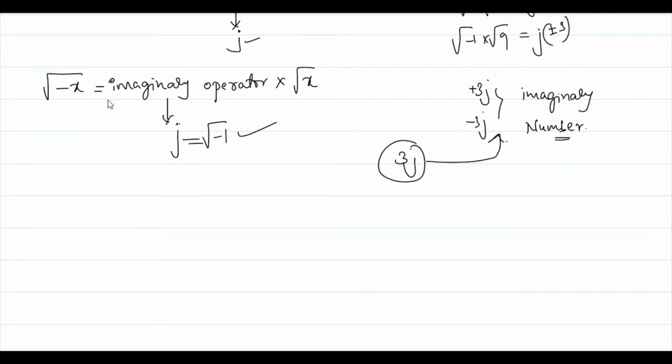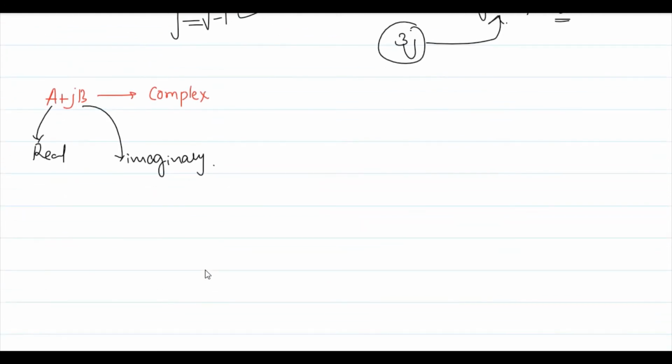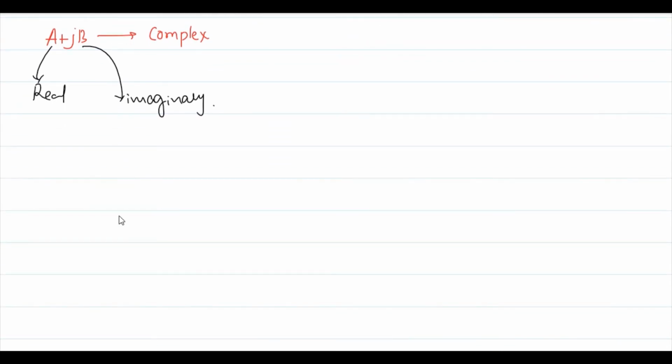So here, any complex number can be represented as, for example, a + jb. This is called a complex number. In this, we have two parts: one is the real part, and the other is the imaginary part. Because it has an imaginary operator, this is called the imaginary part. So always this j operator can be calculated as follows.